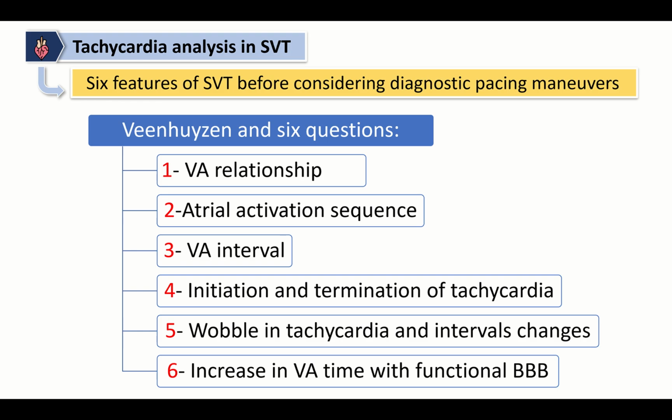Number 4, initiation and termination of tachycardia. How does tachycardia start? How does it terminate? Number 5, a change in intervals and wobble of tachycardia. Does the HH interval start to change or the AA interval? Finally, is there any evidence of increase in VA time with functional bundle branch block or not?